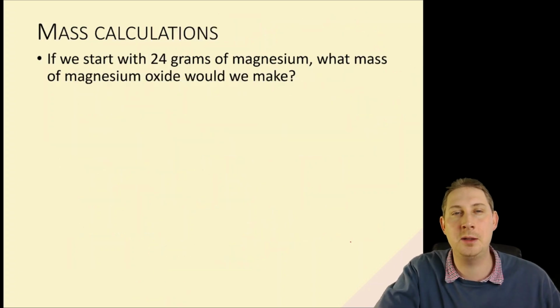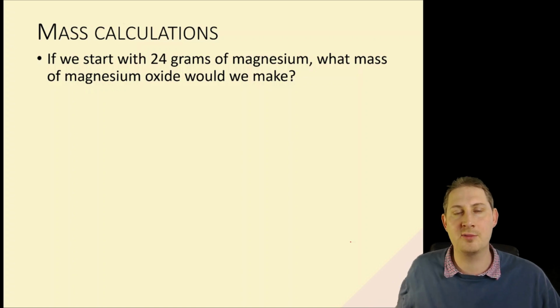But now we start to get a bit more interesting. If we started with 24 grams of magnesium and we heated it strongly so it all reacted, what mass of magnesium oxide would we make? What would be the mass of the product?